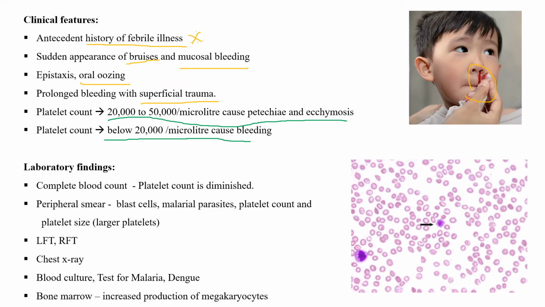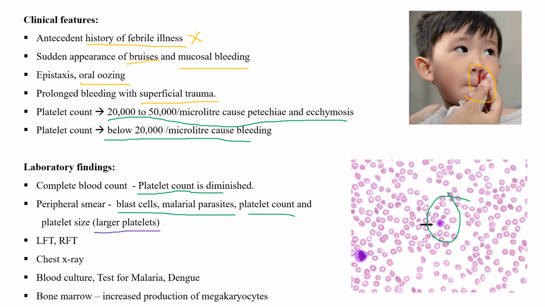And how can we diagnose it in the laboratory? Here we do a complete blood count. No parameters will have any changes; only the platelet count will be diminished. If we do a peripheral smear, we may see blast cells or malarial parasites, and we can also get to know the platelet count. The main important thing is the platelet size, where we can see large giant platelets. This appears in the peripheral smear because of accelerated megakaryopoiesis due to the destruction of the platelets.